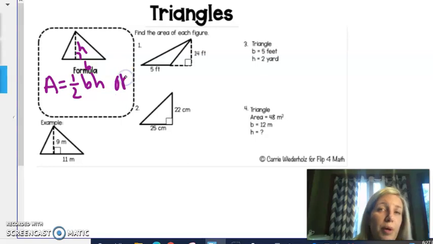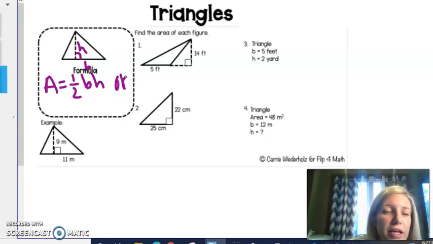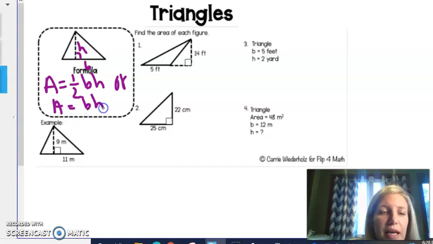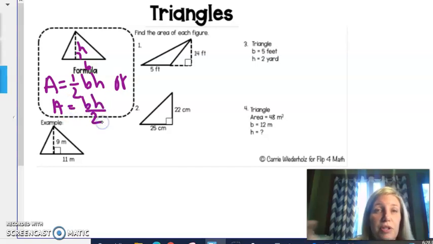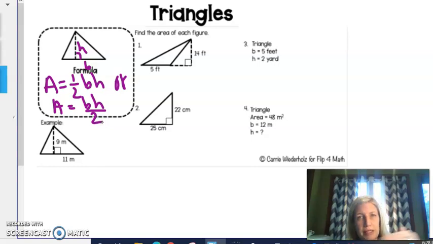Or if you don't want to work with a fraction, you could think of it as base times height, and then divide by 2. It still looks like a fraction because we write the division with our fraction bar like you've seen me do before.